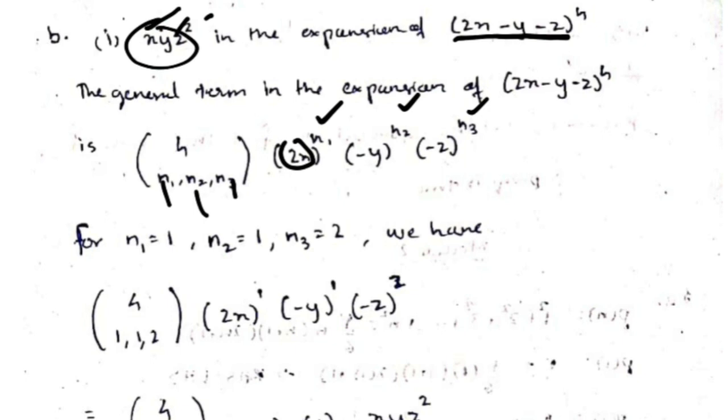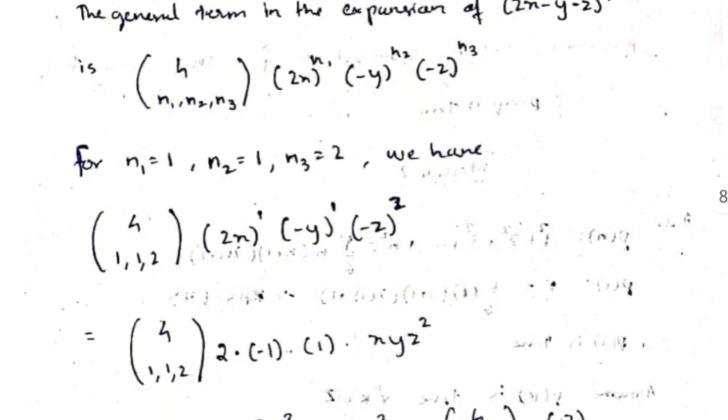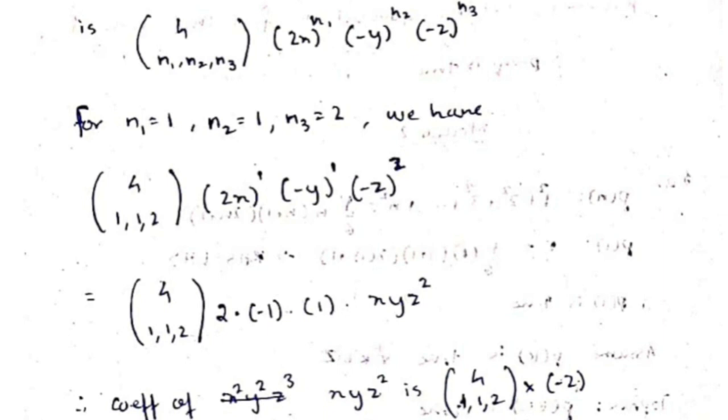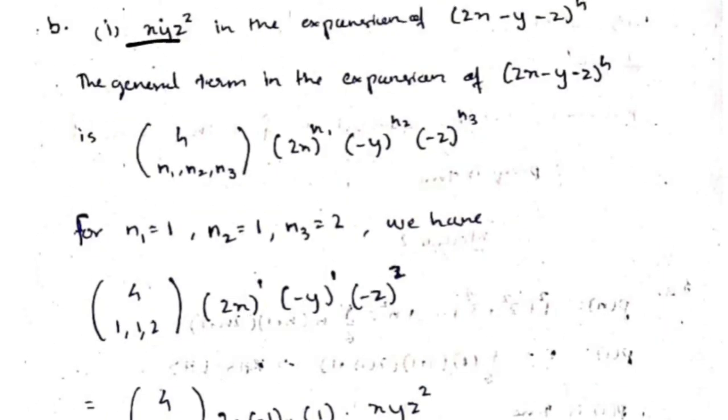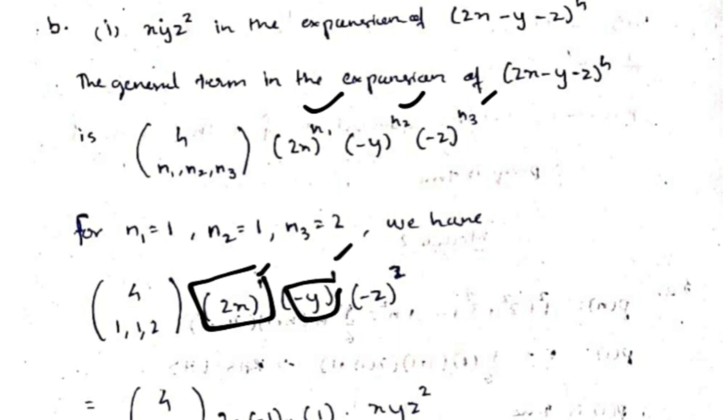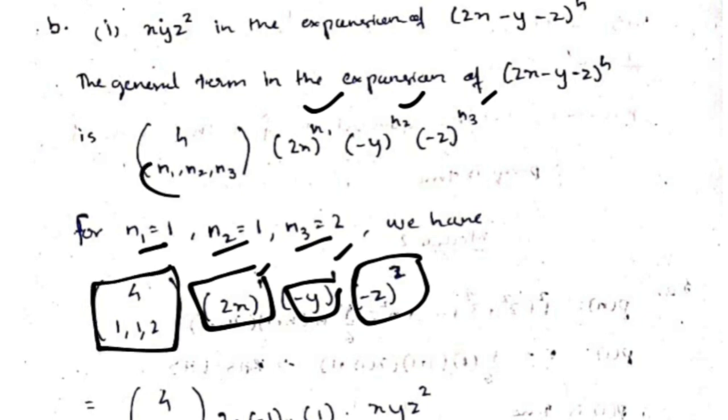After that we need to find the coefficient, right? That's what they have asked in the question. The term given is xyz squared. So what values of n1, n2 and n3 should we put to get xyz squared? Here for x the power is 1, for y also the power is 1, for z it is 2. So we write n1 as 1, n2 as 1 and n3 as 2, and we substitute these same values here also.